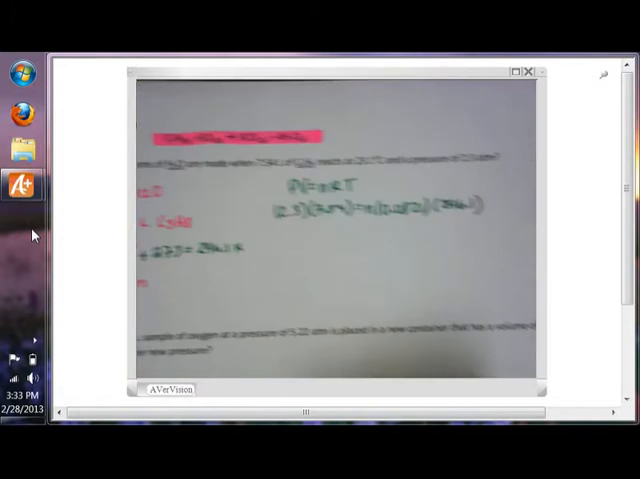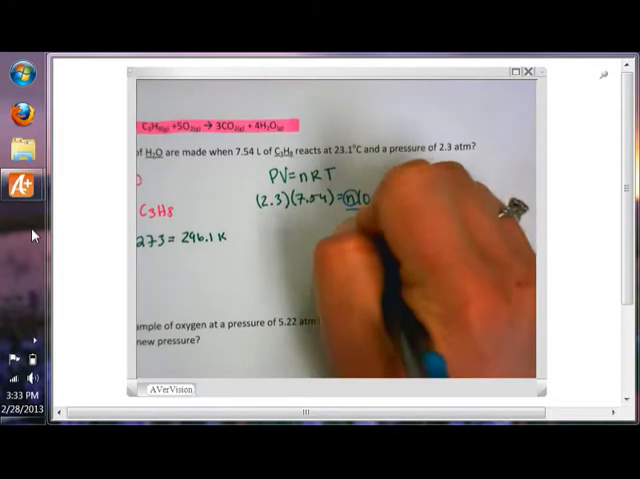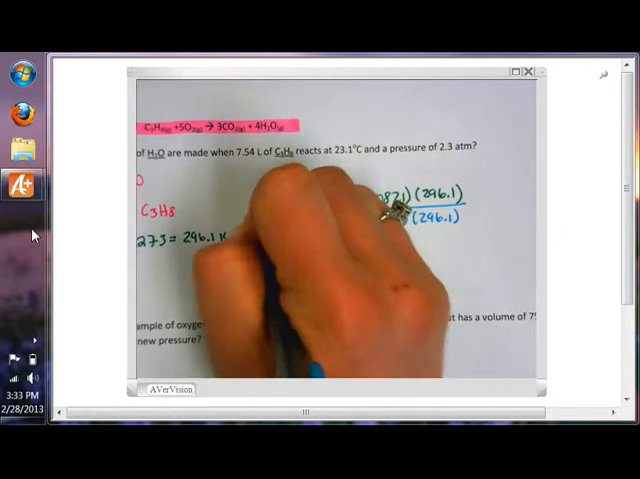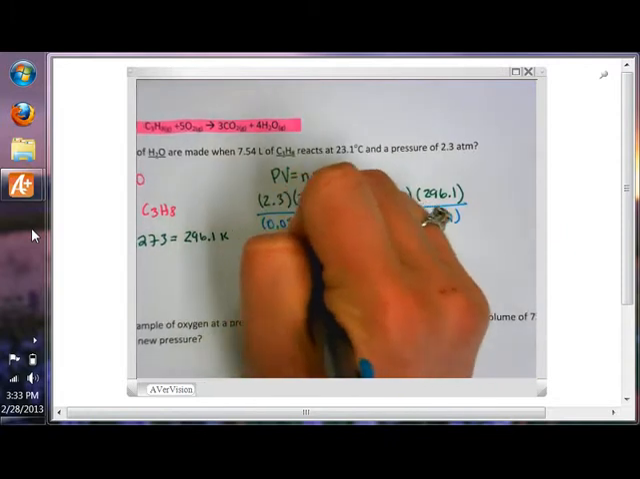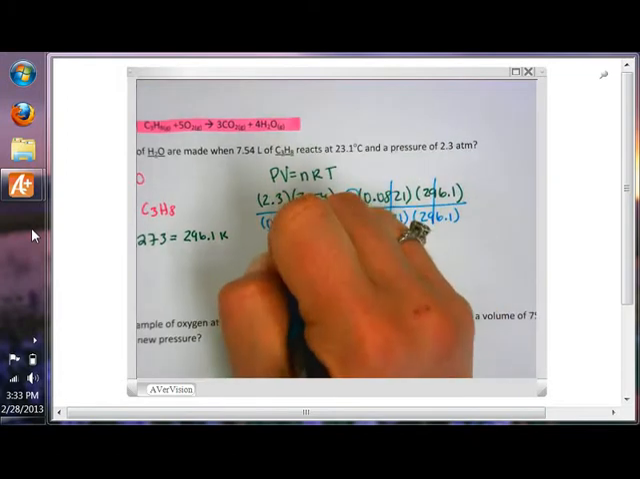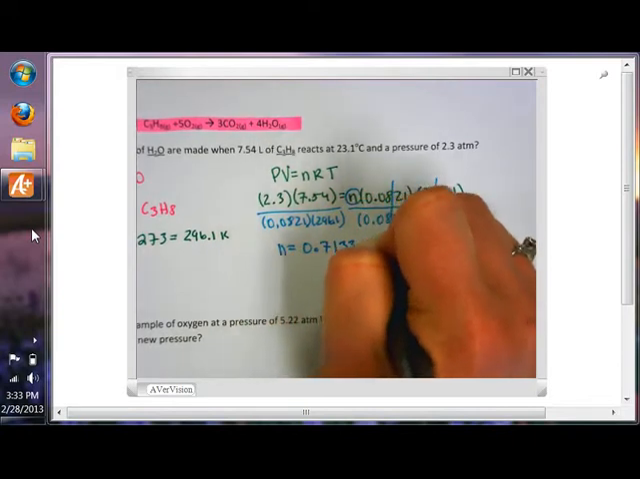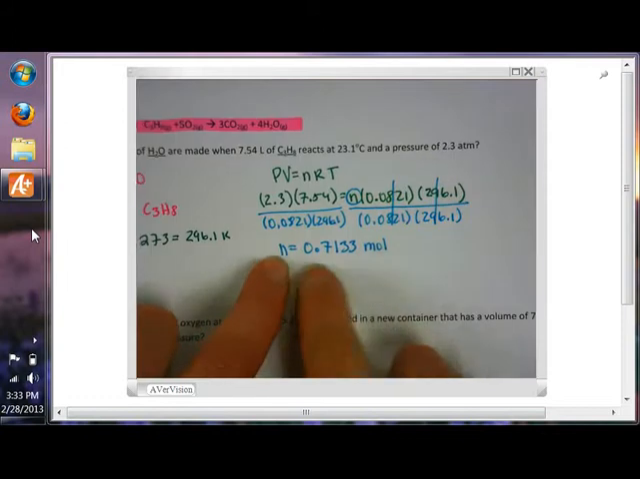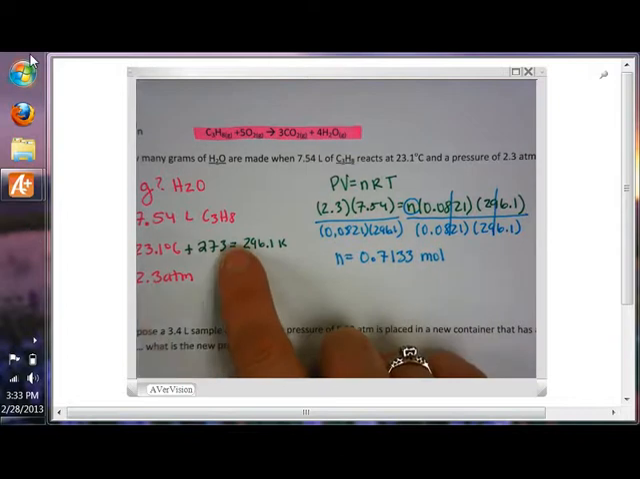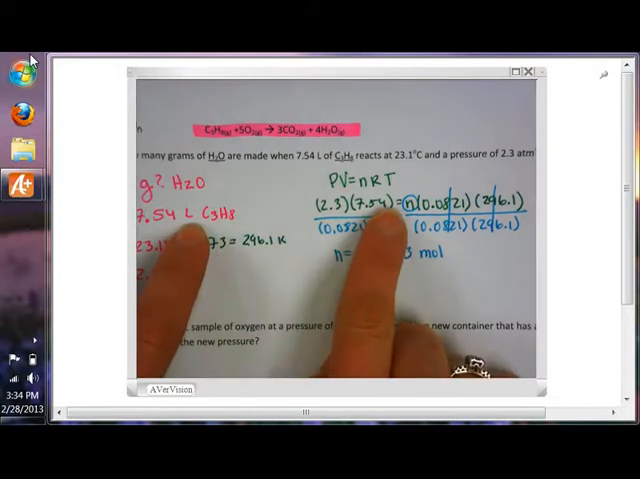So I'm going to solve for n. I divide each side by 0.0821 and 296.1. Those cancel, and my calculator spits out n equals 0.7133 moles. Okay, n is in moles. Now, I plugged in liters of C3H8 right there. That means I've solved for moles of C3H8.